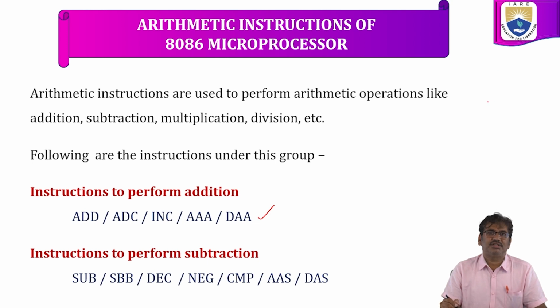Next, the instructions to perform subtraction are SUB (subtraction), SBB (subtraction with borrow), DEC (decrement), NEG (negate), CMP (compare), AAS (ASCII adjust after subtraction), and DAS (decimal adjust after subtraction). These instructions also we have discussed in the previous session.